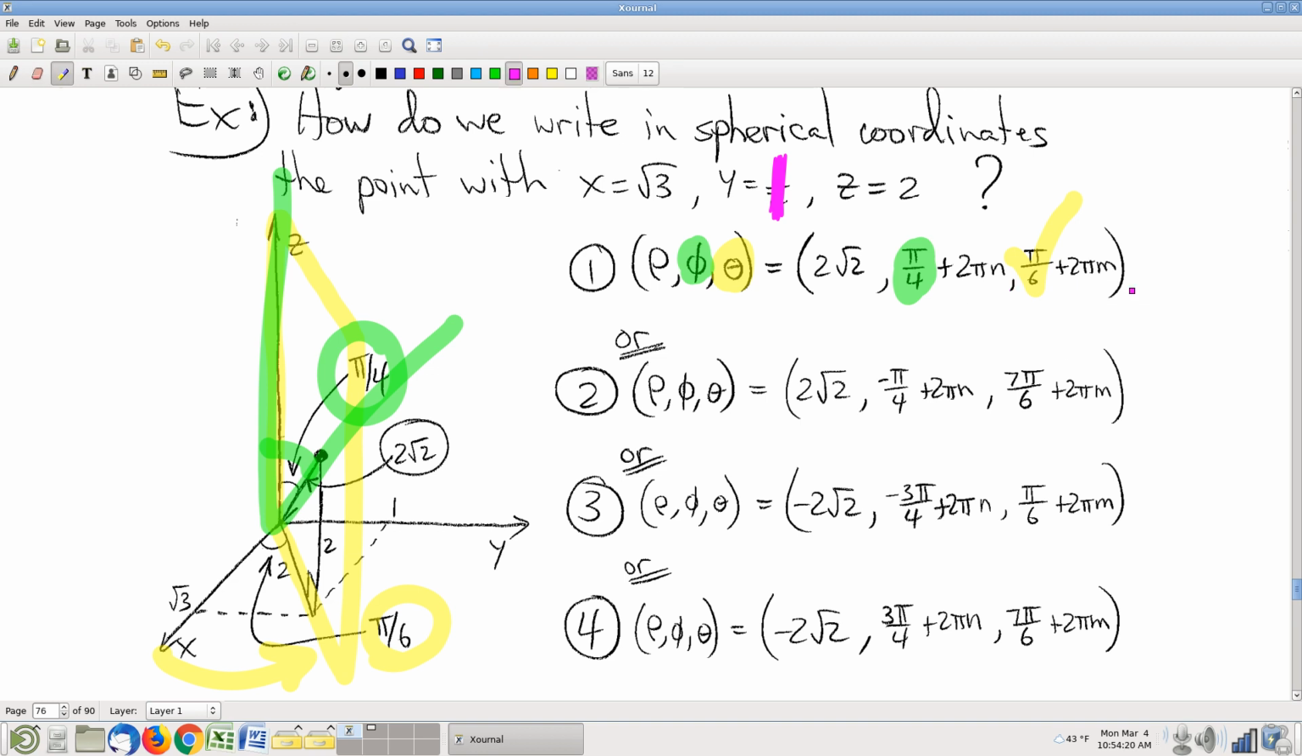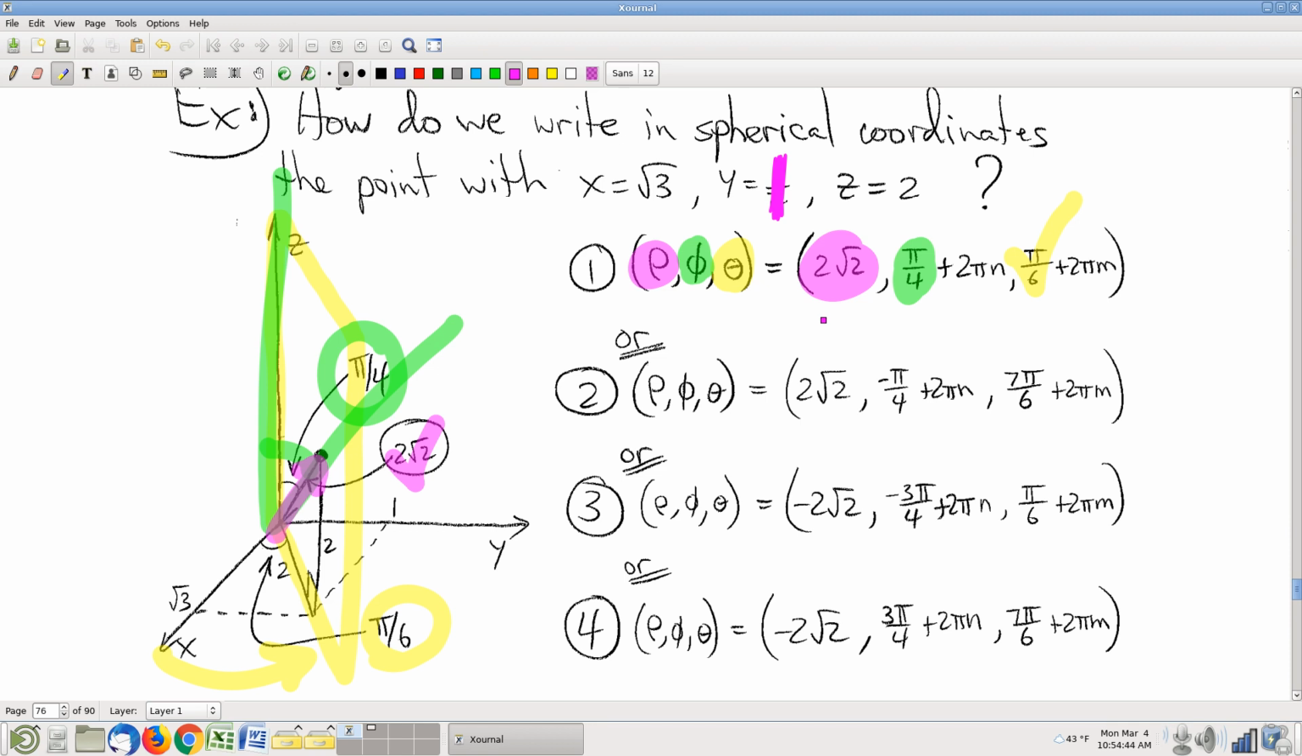Okay. And then, with those 2 directions lined up, so that indicates now that we're talking about that direction, and with that direction defined, how far do I go in that direction? Well, that distance is 2 square root of 2, and so rho is 2 square root of 2. And there's our first set of spherical coordinates for that point.